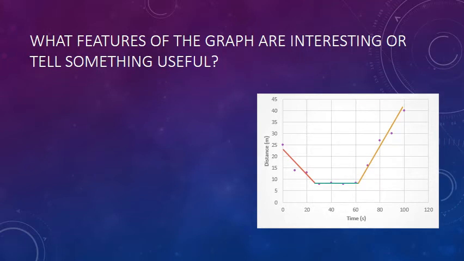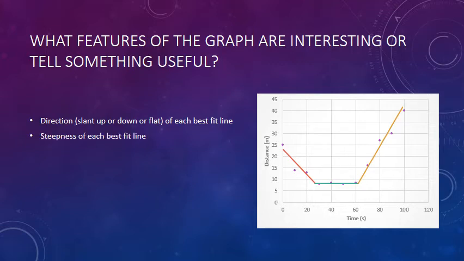So once you have your graph with your best fit lines, it's worth asking ourselves, what do we want to learn from this graph? What features of this graph are interesting or tell something useful? Well, the first thing that I notice immediately is that some of those lines are slanting up and some are down and some are flat. So what do I suppose that that's going to tell me about this graph? Second thing, they have different steepnesses. Some of those lines are very steep and some are more shallow. What is that going to tell me about the motion of the object? The third, those lines have different lengths. What will that tell me about the motion of the object? And the last is always a good idea on graphs to take a look at x and y intercepts to see if you can learn anything else about the motion of the object.